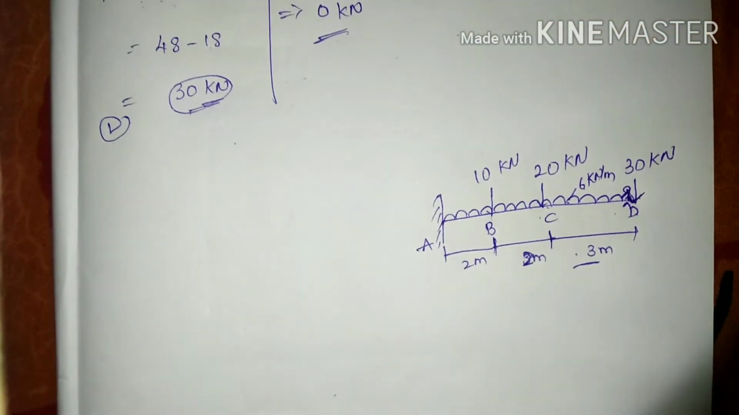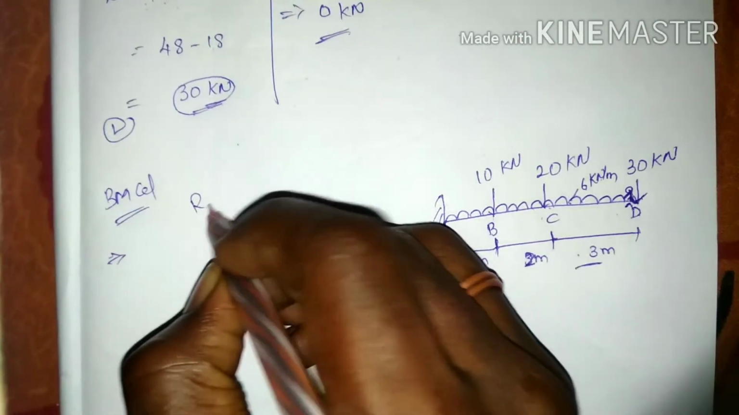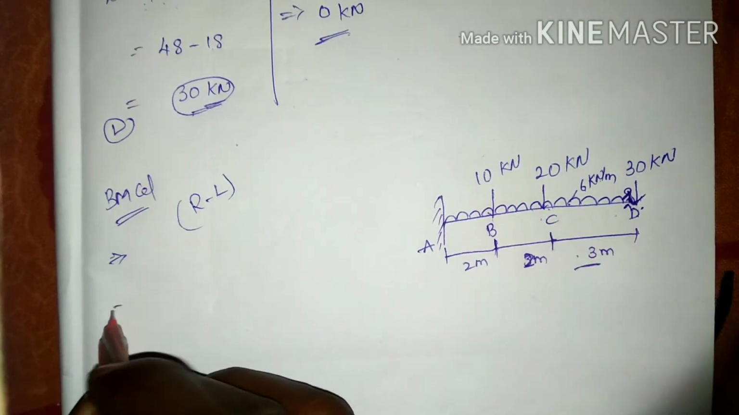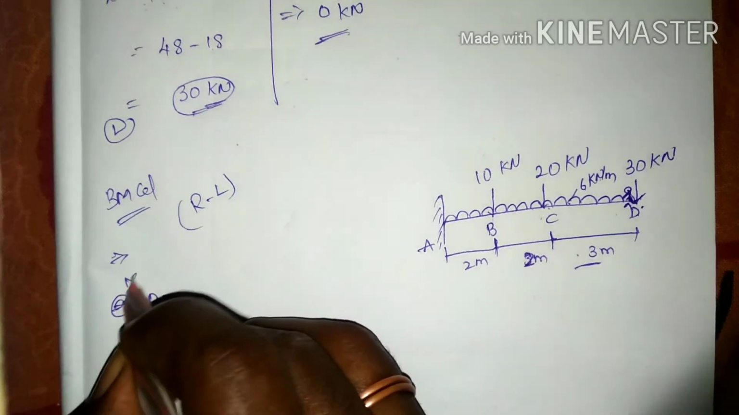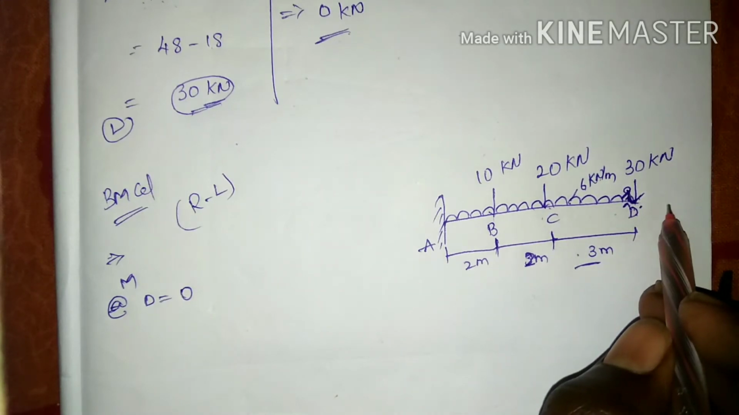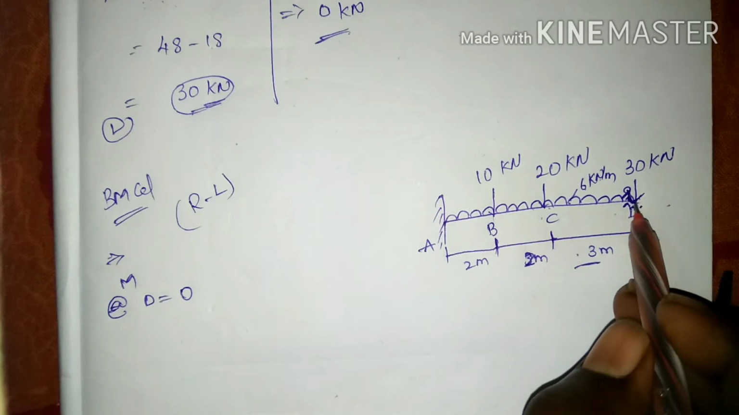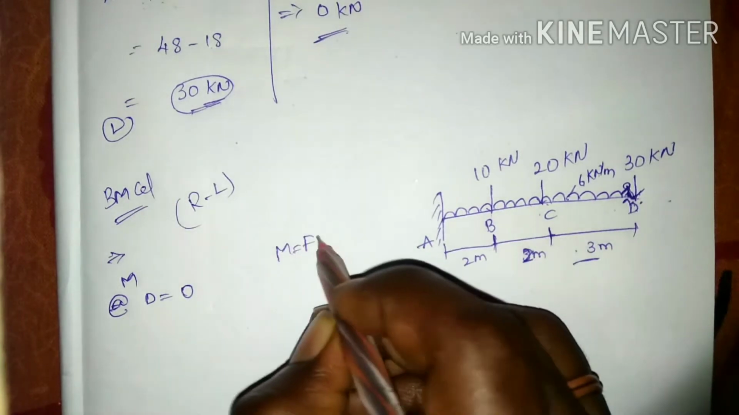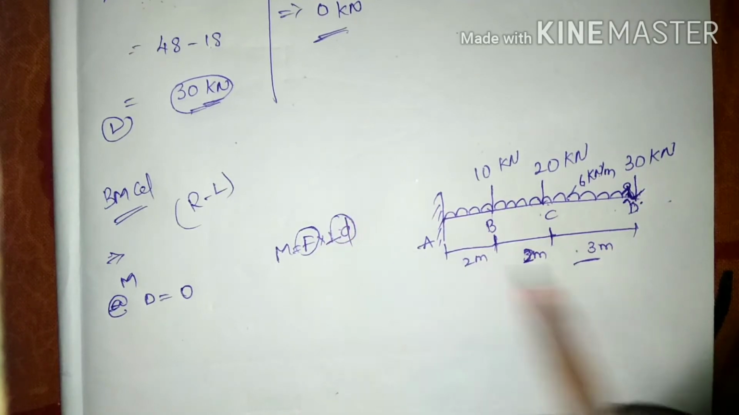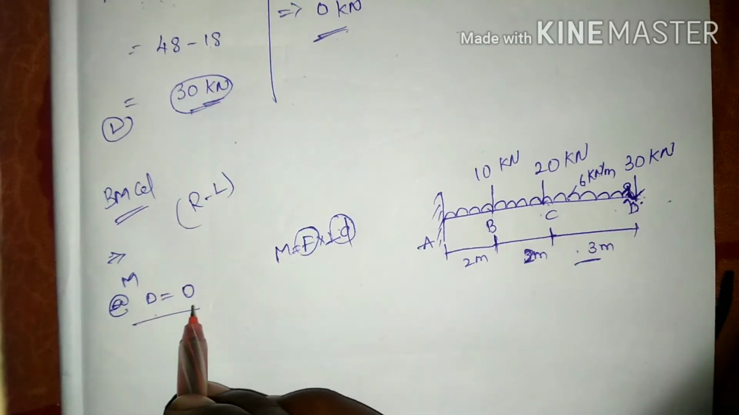Next, bending moment calculations. This is from right to left. Moment at D is equal to 0, because there are no forces or any reactions to multiply with the distance. Here moment is equal to the force into the perpendicular distance. Here we don't find any type of loads or any distance, so we cannot have a moment about D, so the moment about D is equal to 0.